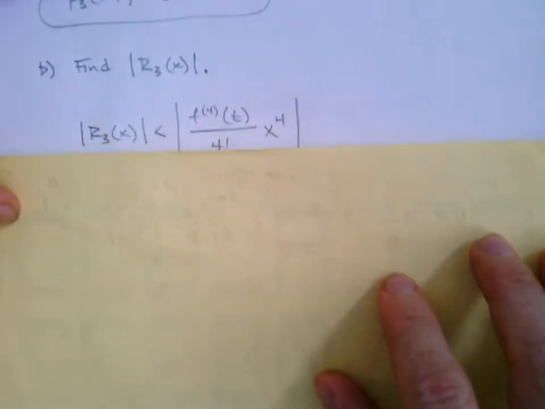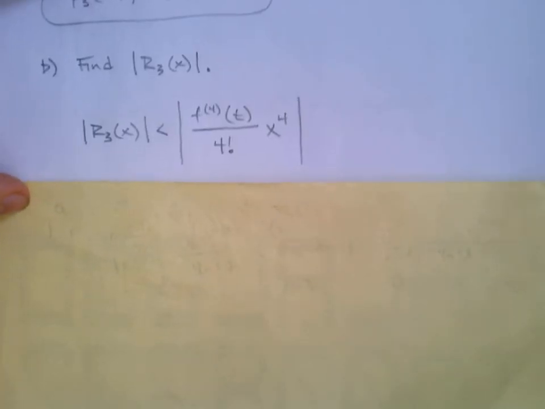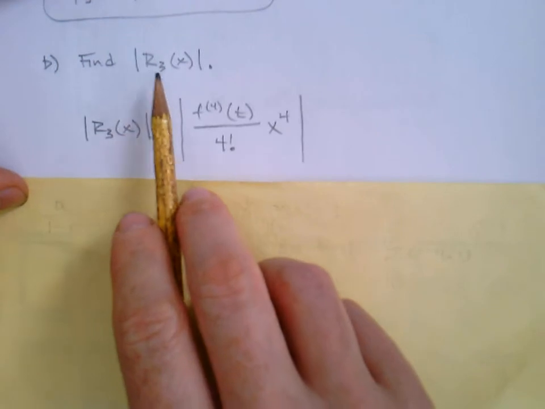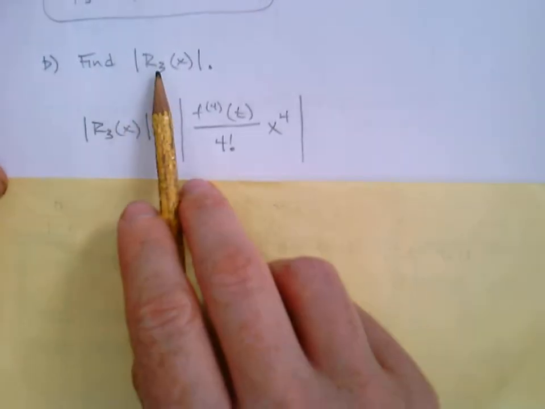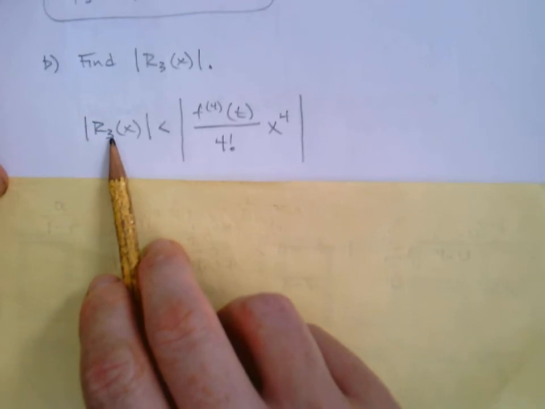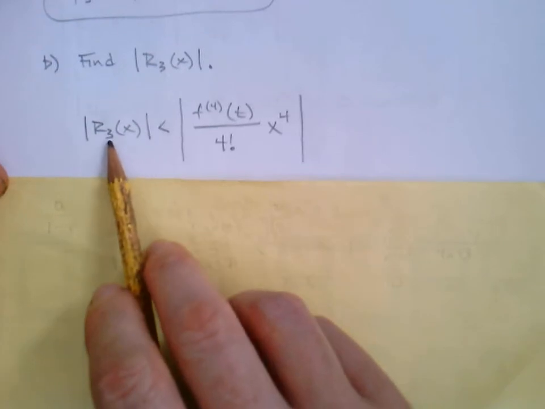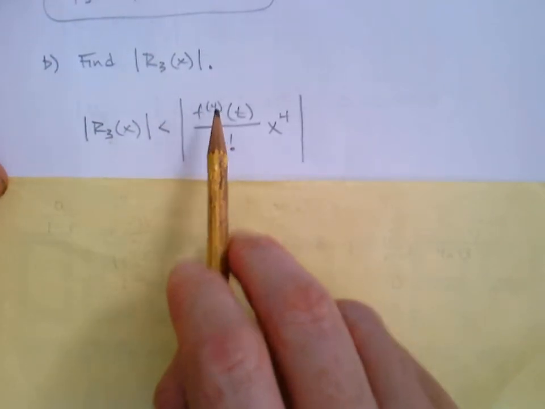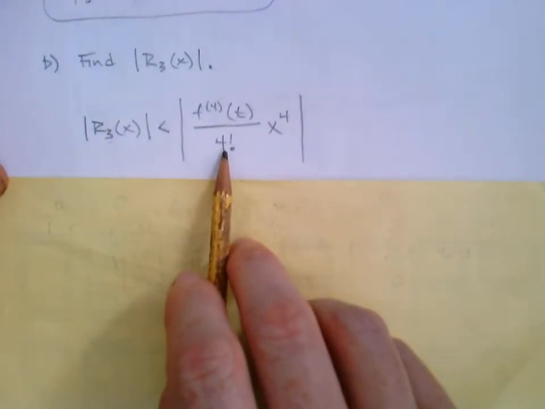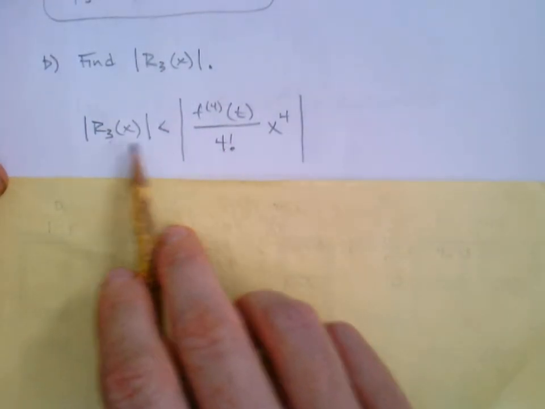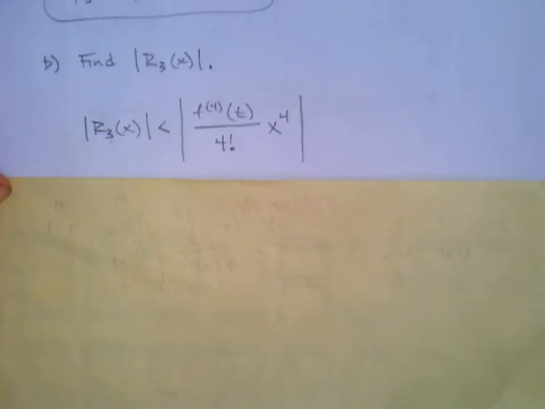Okay, so here's where we will use Taylor's inequality. Here's how we get started. We know in the formula that n equals 3, R3 of x. So we're going to put a 3 in every place that n appears, and it's always adding 1. So there's 3 plus 1. It'll end up being the fourth derivative. N plus 1 factorial means 4 factorial, and x raised to the n plus 1 is x to the fourth.